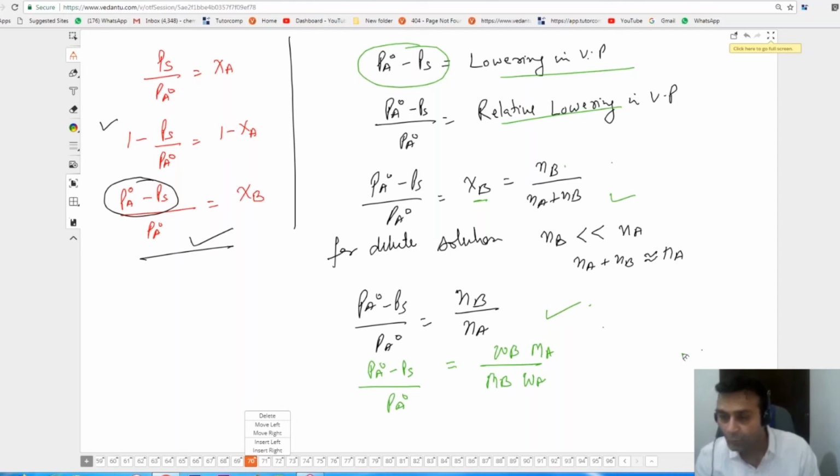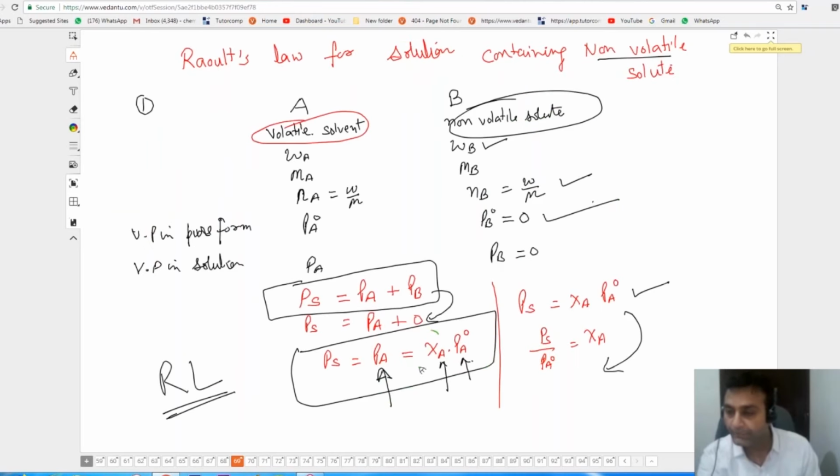How is it equal to mole fraction? Okay, see, from the very starting, here, the total vapor pressure is equal to... Okay, fine.